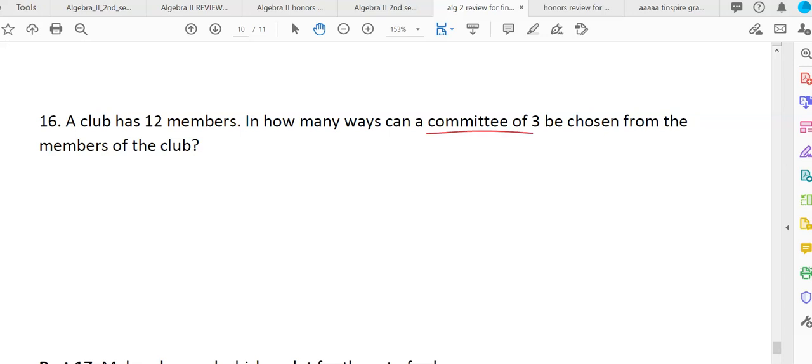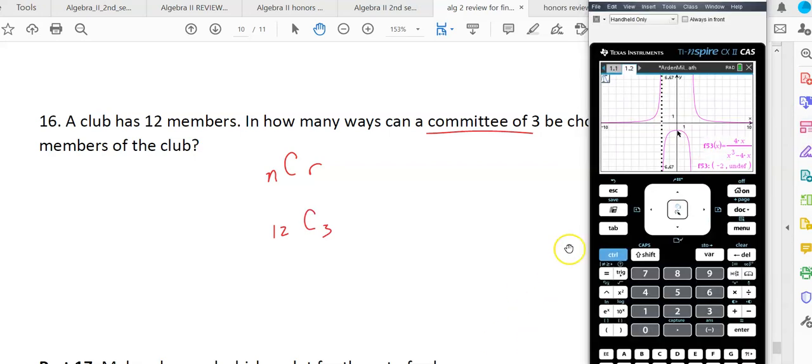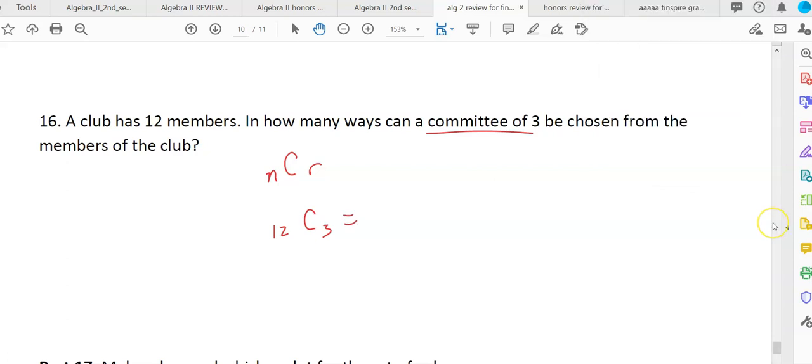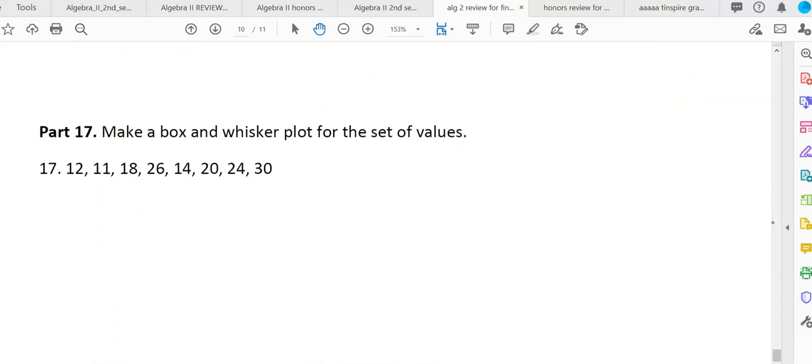Is order important? Committee, when you choose a committee, I would say no. So right away, you're using NCR. So this would be 12 choose 3. Just type that in your calculator. If you remember how to get there, a scratch pad or something, then probability, combinations. So NCR 12, 3, and we get 220. He was recognizing order is not important when you're choosing a committee.